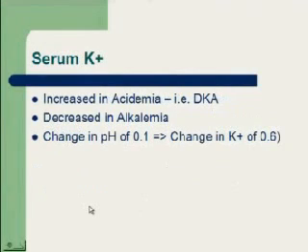Serum potassium levels are typically increased in patients who suffer from acidemia, or low pH levels. You also see decreased potassium levels in alkalemia, or patients who have pHs that are high, greater than 7.45. You may also see a change in the pH of 0.1 lead to a change in the potassium level of 0.6. And remember, potassium levels are typically measured at 3.6 to about 4.2 for a normal range.